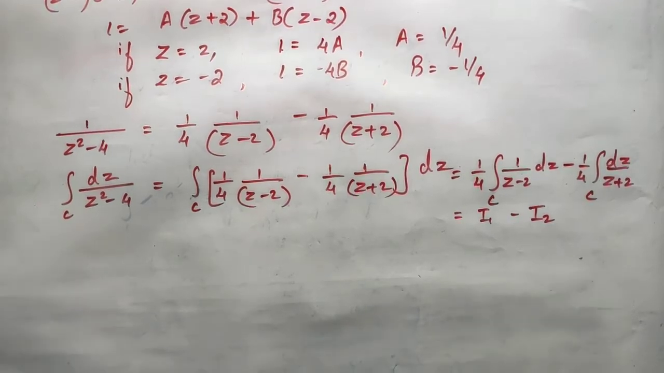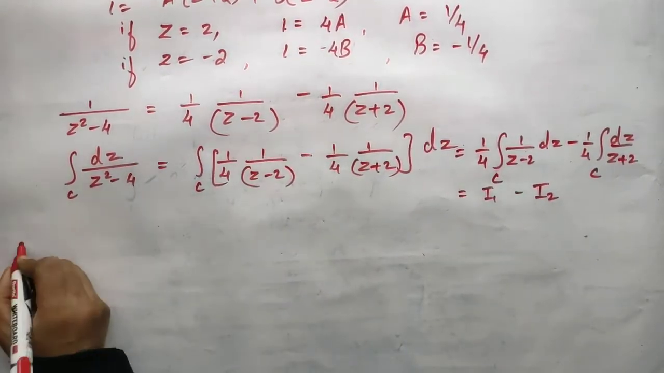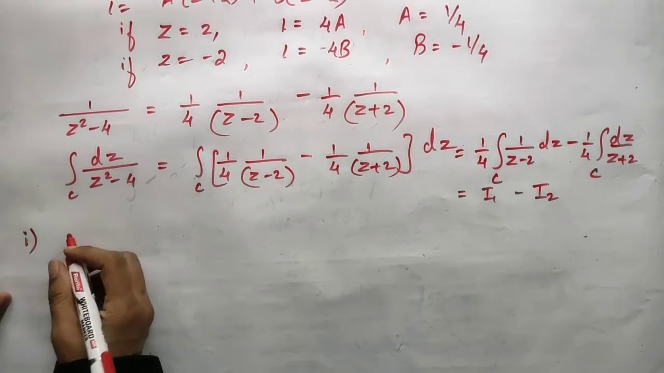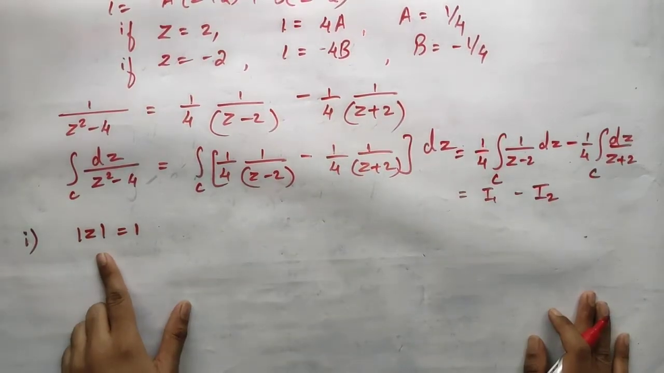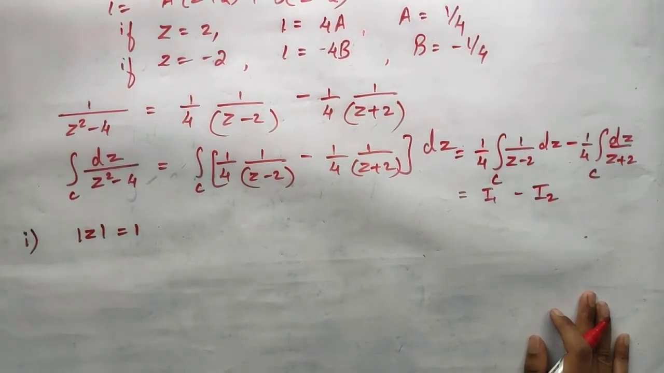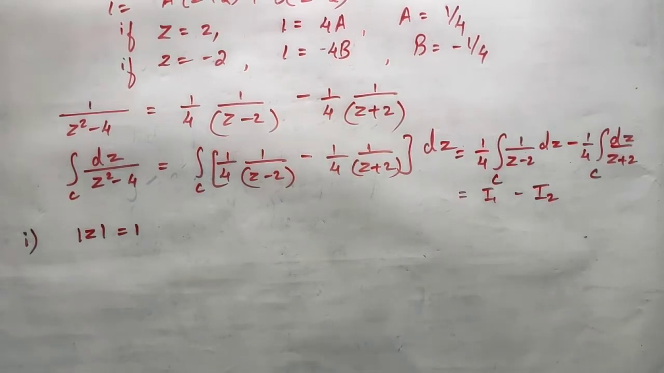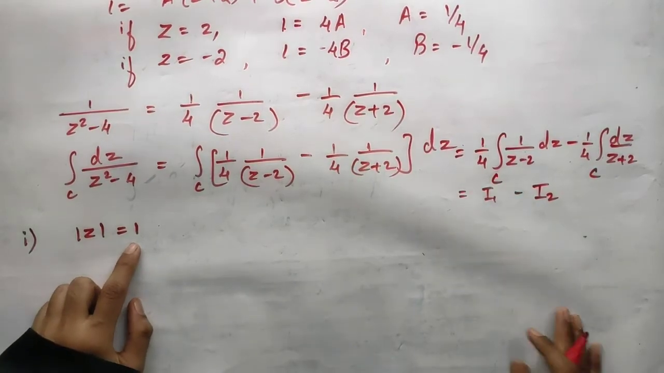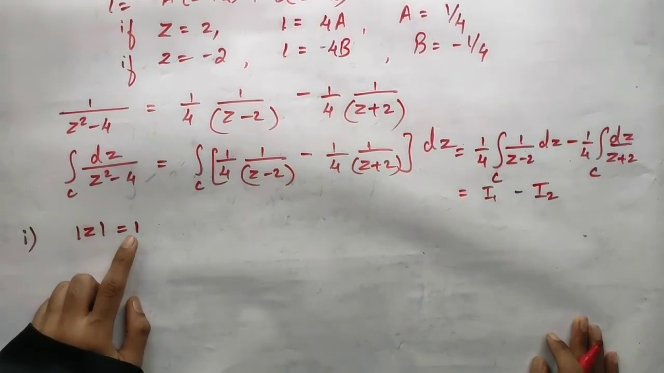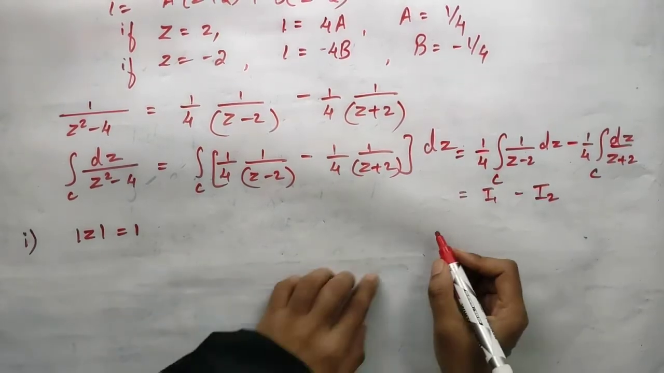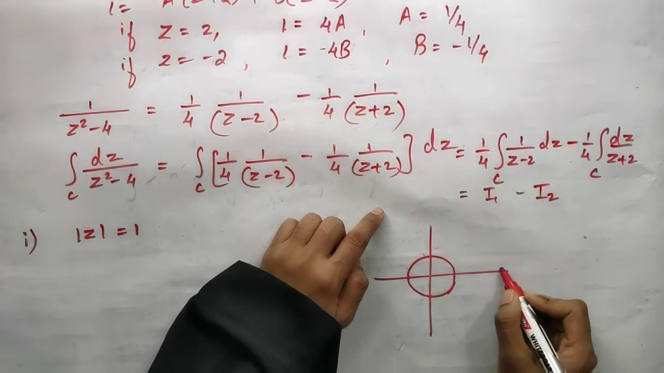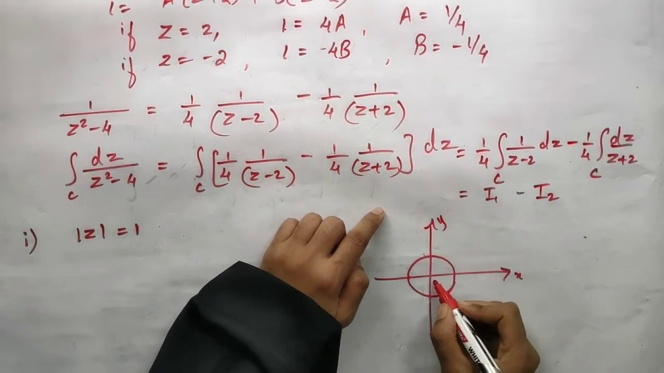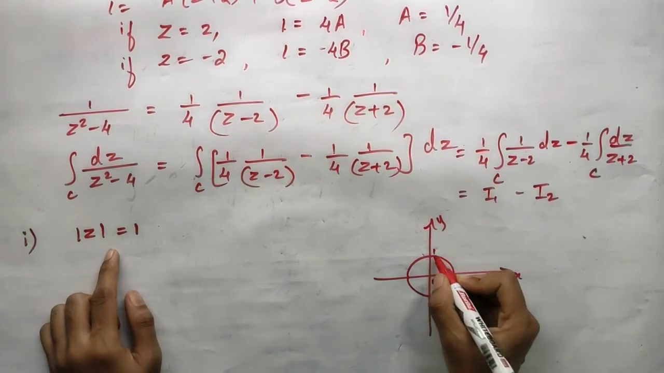Now we have got 2 points. Coming to the first part, you are given the first curve as mod z is equal to 1. Now this represents a circle with center as the origin and radius 1 unit. I'm so sorry, it's a unit circle. Now you see that it will be a circle like this, with the real axis, the imaginary axis, the origin, and radius 1.